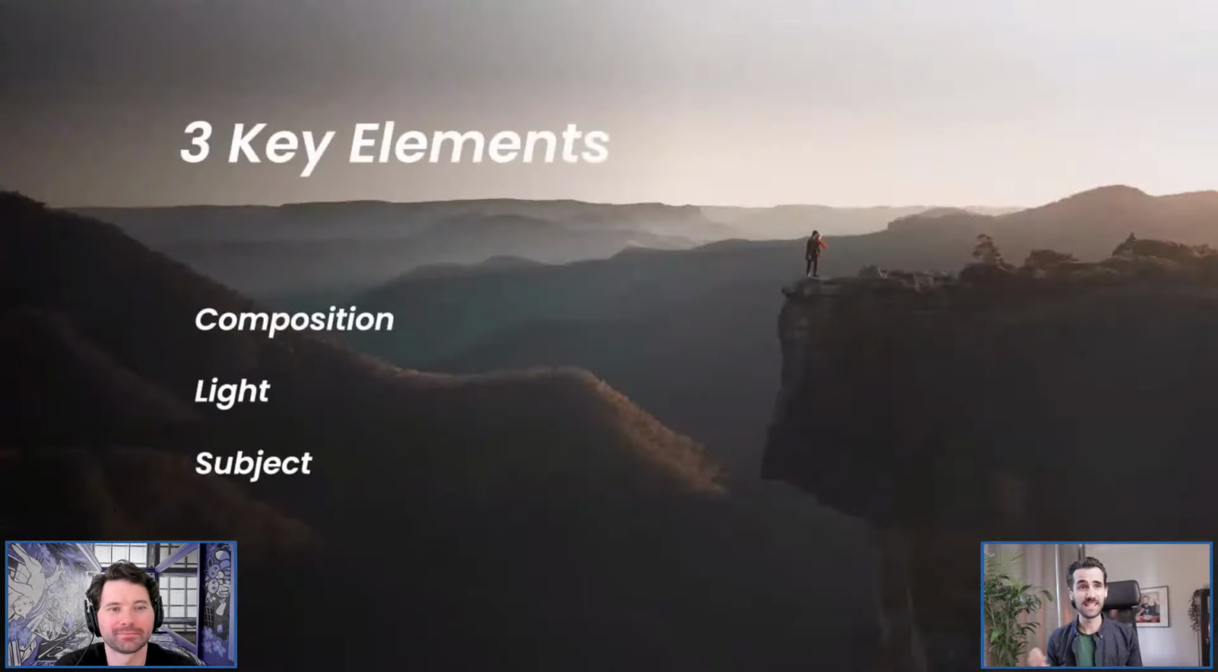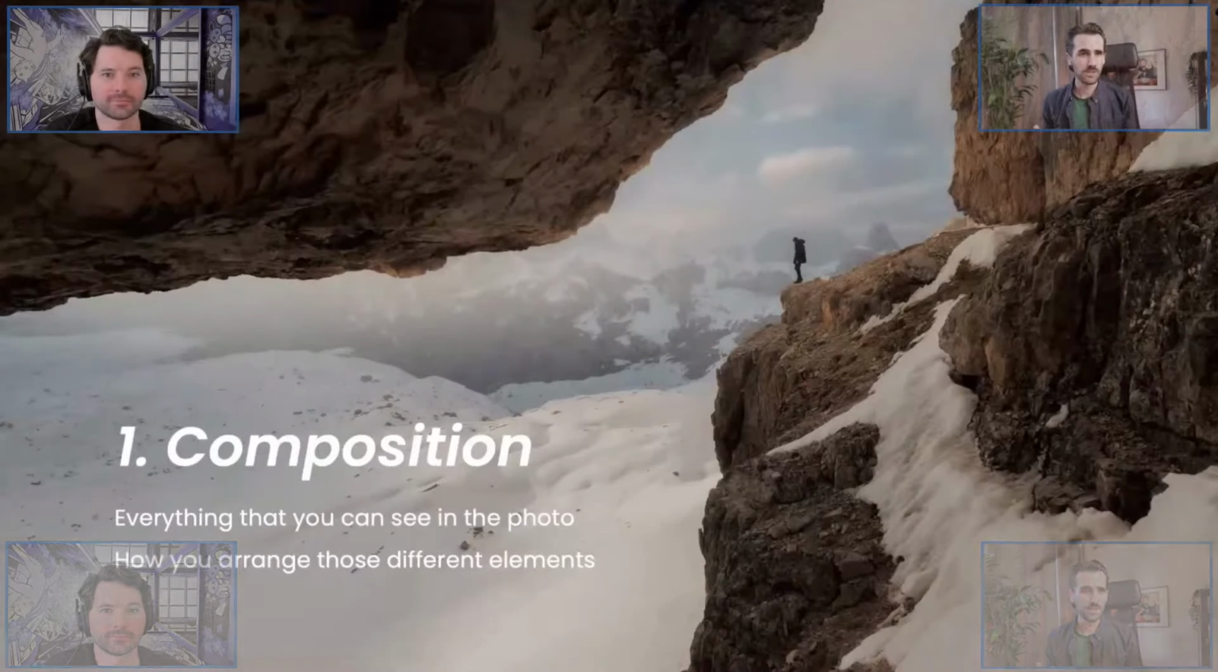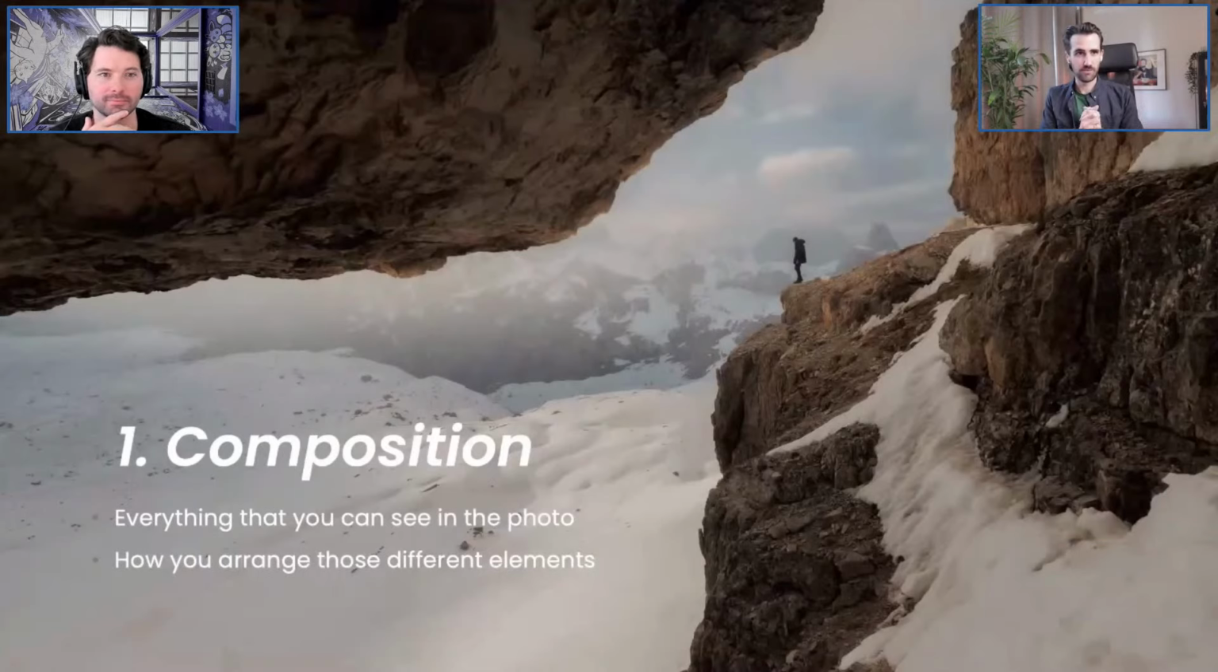So for any photo, these three key elements pretty much are everything: our overall composition, the light, and the subject, of course. If we go into each of those, first one, composition, is hopefully roughly understood as everything that you can see in the photo and how you choose to arrange that. Whether you choose to put your subject in the center or off to the side, this is all your framing and your composition.